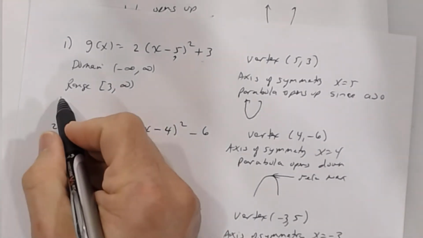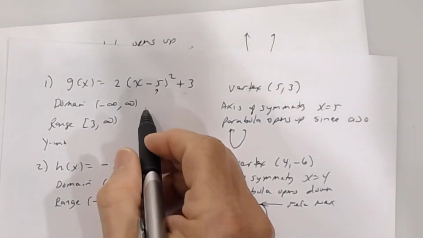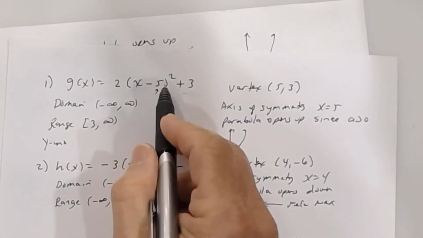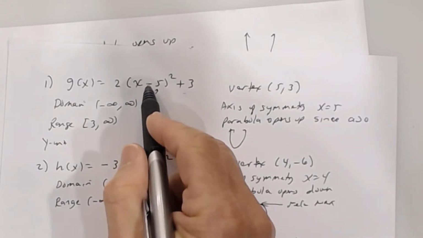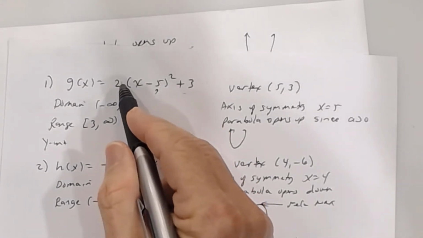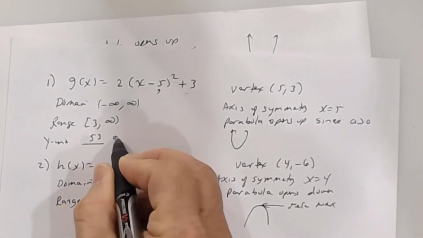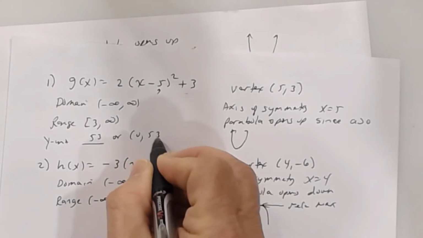So that's why they're always going to ask you to find the y-intercept. So let's go here and find the y-intercept. To find the y-intercept, I'll let x be what? 0. What's 0 minus 5? What's negative 5 squared? What's 25 times 2? 50 plus 3? So y-intercept is 53, or (0, 53).